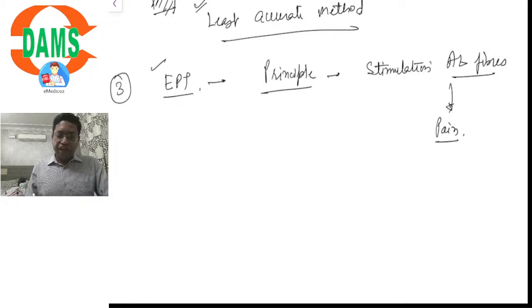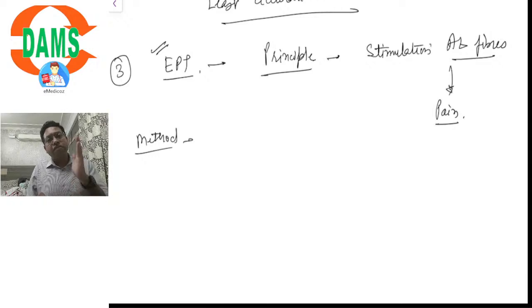So the agent is the electric pulp tester only. What is the method of testing? I'm again repeating, the first three things are the same for all sensibility tests. That is, test the adjacent and contralateral teeth first to establish a baseline response. In each quadrant, we start from the posterior most tooth and come toward the midline. And thirdly, the teeth should be isolated under rubber dam for accurate results.